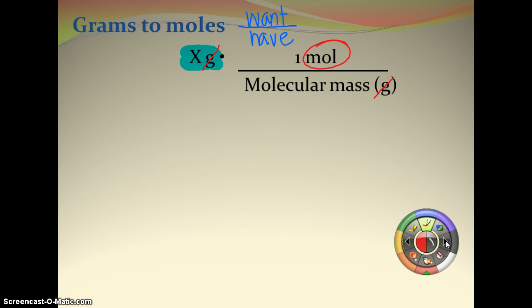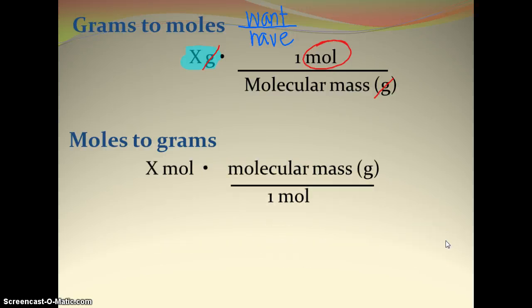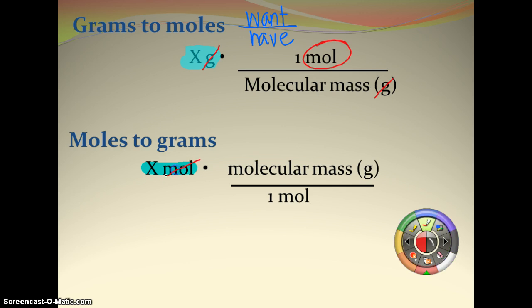Now, if we go the opposite direction from moles to grams, now we want grams. So we're going to put grams in the numerator. So we're starting with however many moles that you have been given. We have moles down in our denominator so that the mole units can cancel out. Grams is left in the numerator, which is what we are looking for.